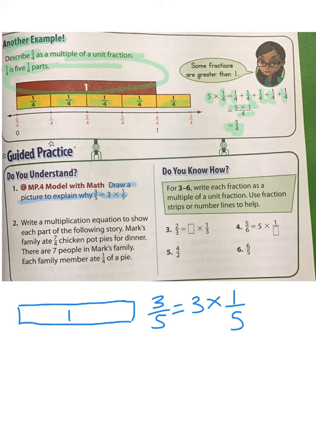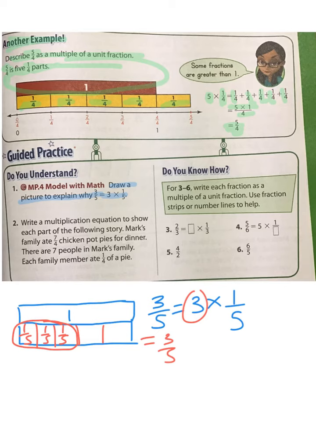So my whole would be 5, and underneath it, I'm going to just label them. I have to divide this into 5 separate parts. So I've got 1, 2, 3, 4, 5 parts. Each part is going to be 1/5. So we've got 1/5, 1/5, and 1/5. Since we have 3 of them, we've got 3 of them right here, we have 1/5 plus 1/5 plus 1/5, which is going to equal 3/5.